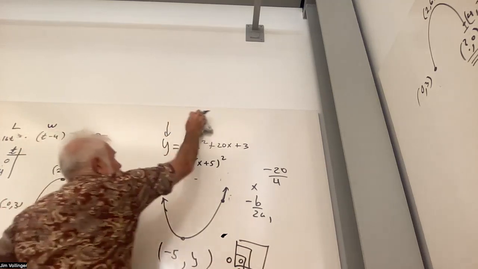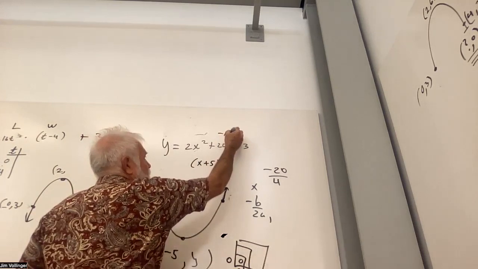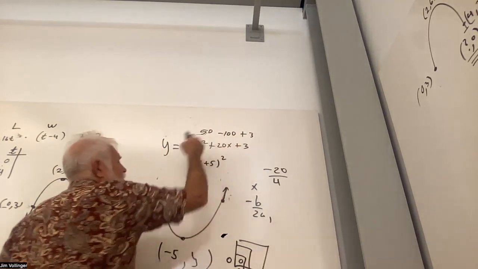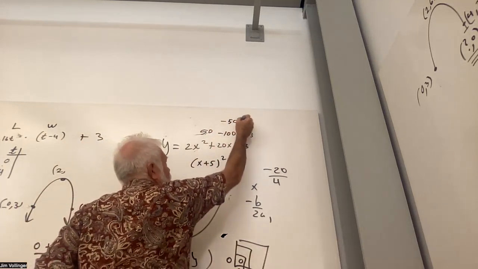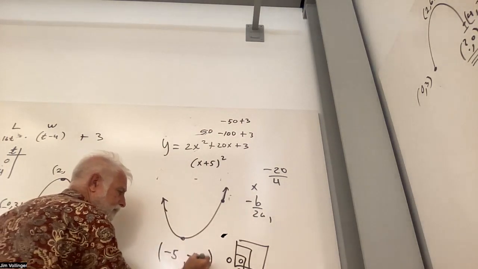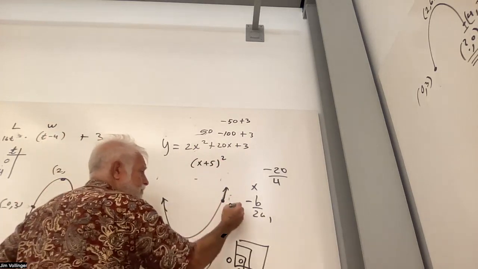Now, I'm going to put negative 5 in quickly. Negative 5 times 20 is minus 100. I know that's got to be 50 plus 3 because there's this nice 2-to-1 ratio. I probably should have let you find that out for yourself. Minus 50 plus 3 gets me minus 47. And I know 0 gets me 3.